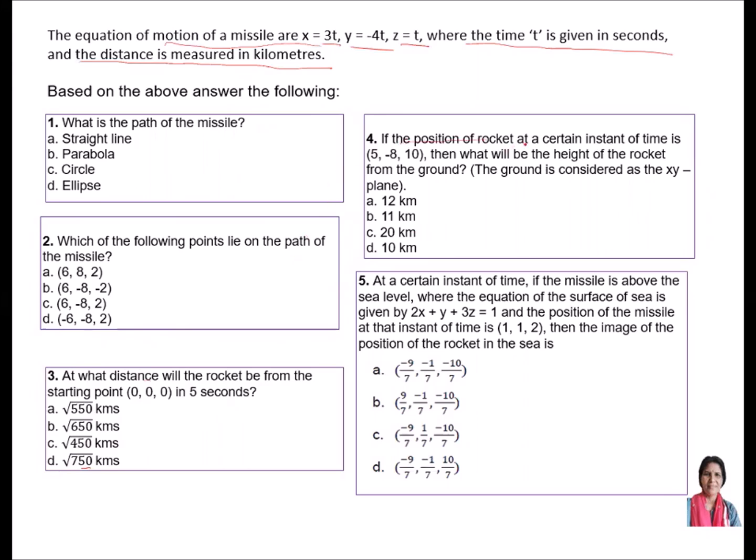If the position of the rocket at a certain instant of time is 5, minus 8, 10, then what will be the height of the rocket from the ground? The ground is considered as the XY plane. 12 kilometers, 11 kilometers, 20 kilometers, 10 kilometers.